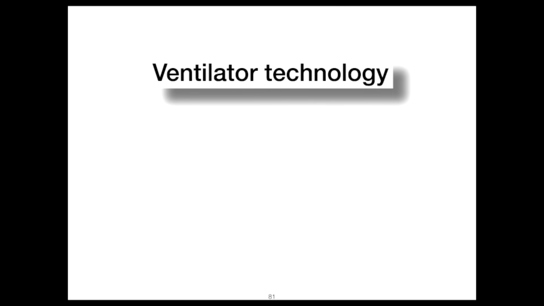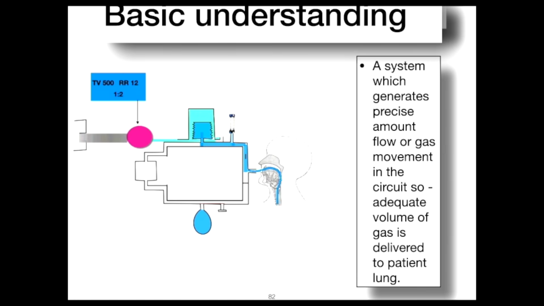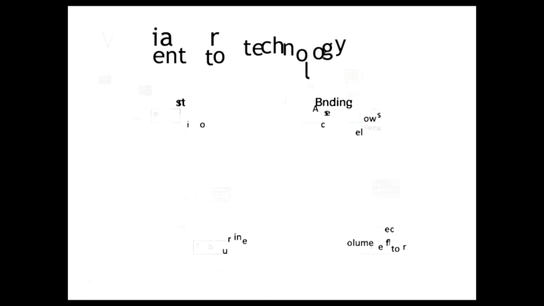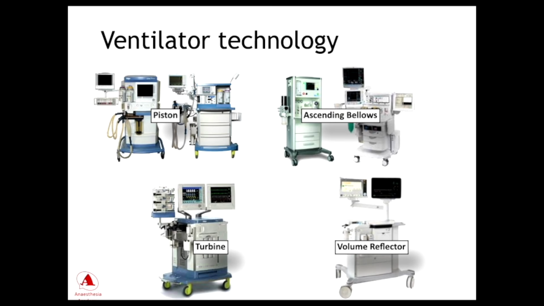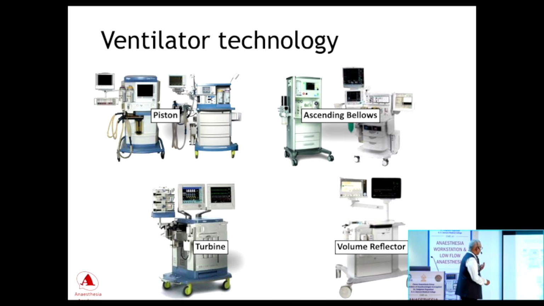So we'll take ventilator technology. There are two aspects of it. Okay, one is ventilator technology, the second is ventilatory mode. So what is a ventilator? A system which generates a precise amount of flow or gas movement. It creates the movement, okay, so that adequate volume is delivered. Now there are 4 types of ventilator technology which are used. One is piston, second is ascending bellow, then turbine and volume reflector.